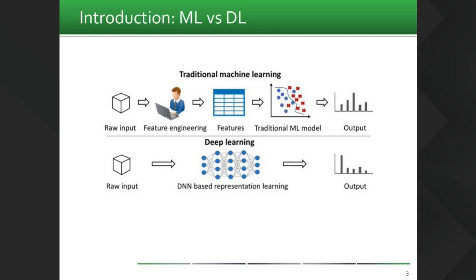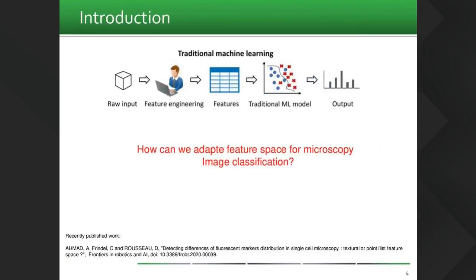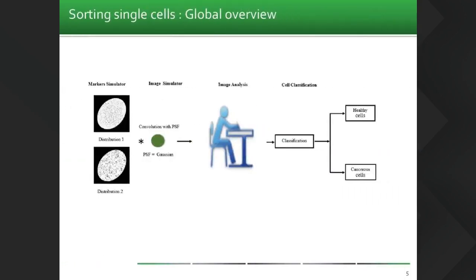Let's talk about how we can adapt the feature spaces if we have an application in microscopy, where our task is the classification of single cells. Since we are limited in the size of real data, the best way to do such studies is to generate synthetic data and use them to apply this kind of studies.